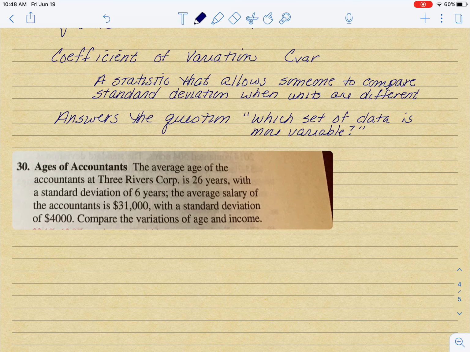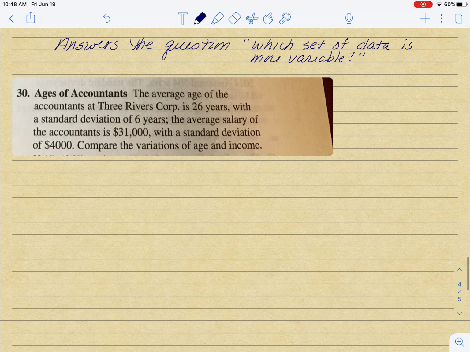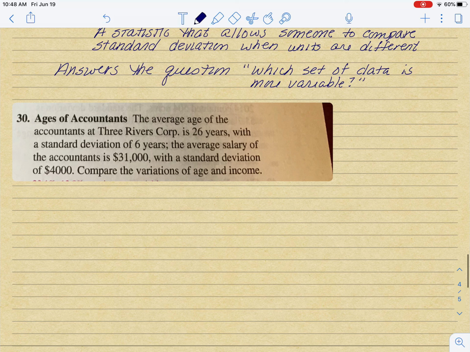So this thing answers questions: which set of data is more variable? And so we're going to do this example, ages of accountants. Oh, I should give you the formula. Sorry, guys. So CVAR is equal to the sample standard deviation divided by the sample mean times 100%. It's always written as a percentage. And this is for a sample. If you had a population, you would, of course, do a CVAR using the population standard deviation and the population mean times 100. You could do it with either populations or samples.